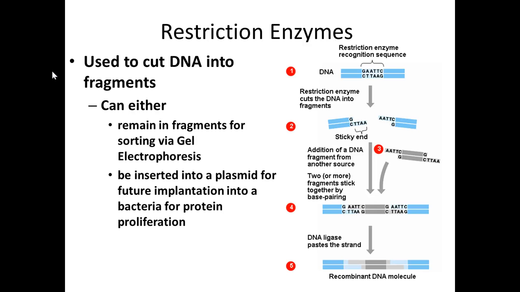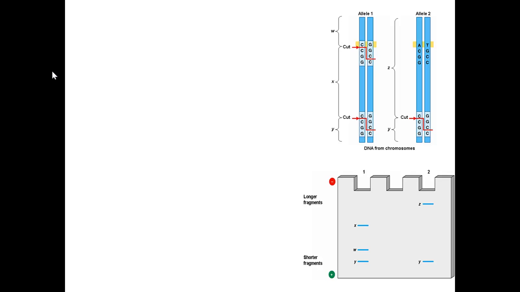And it says they can either remain as fragments for sorting via gel electrophoresis, which is another type of DNA technology we're going to talk about in a second, or they can be inserted into a plasmid for future implantation into a bacteria for protein proliferation. Long story short, they can either be inserted into a plasmid, just like that example that we just talked about, and then put into the bacteria for future use, or they can remain in the fragments that are cut up, and you can use those in the gel electrophoresis process. Alright, here is the gel electrophoresis.